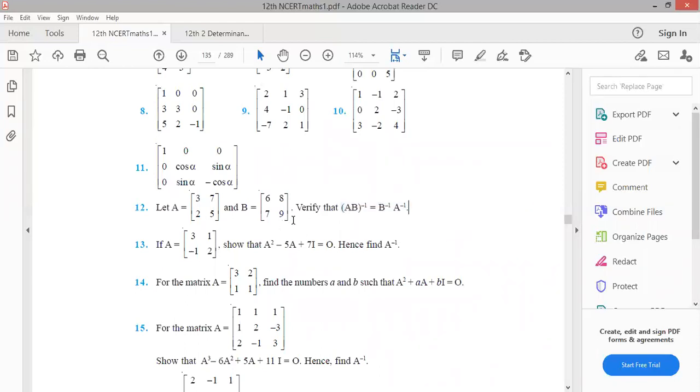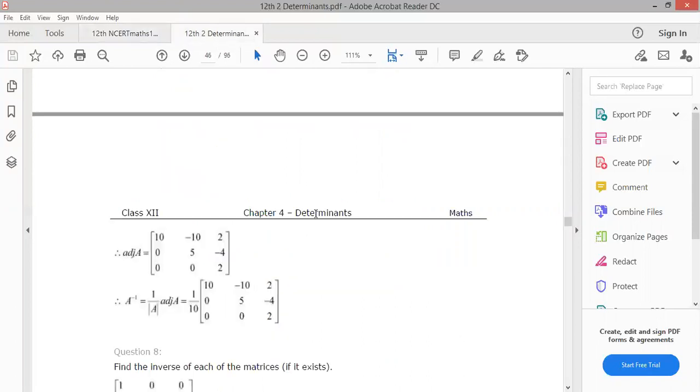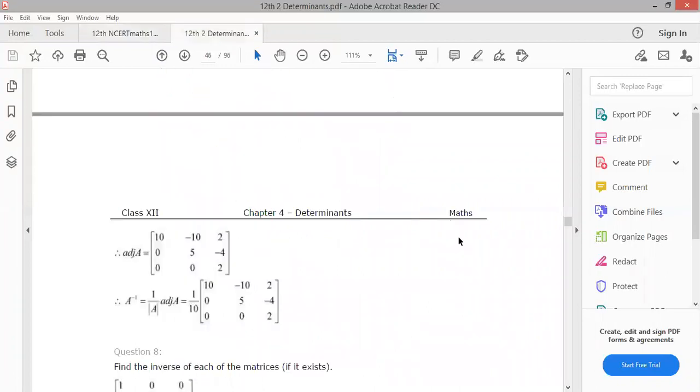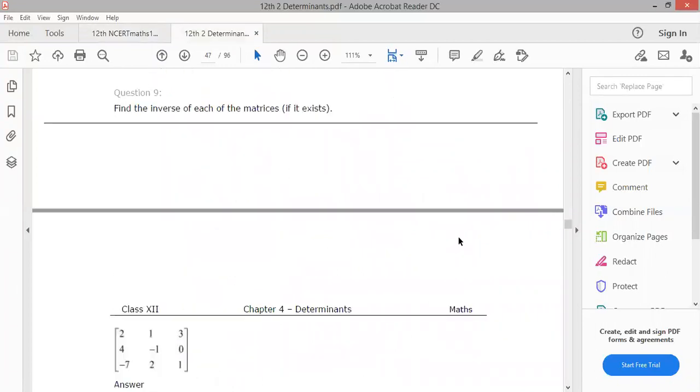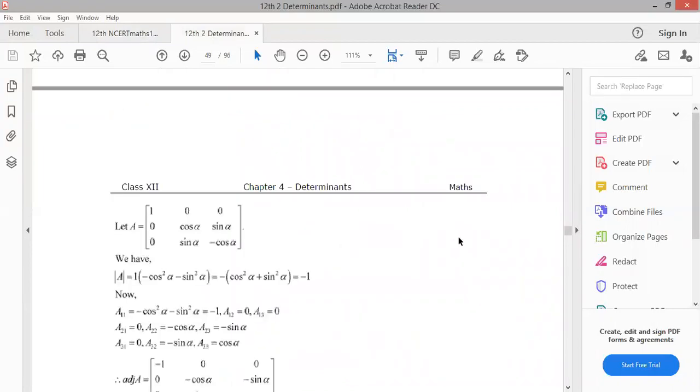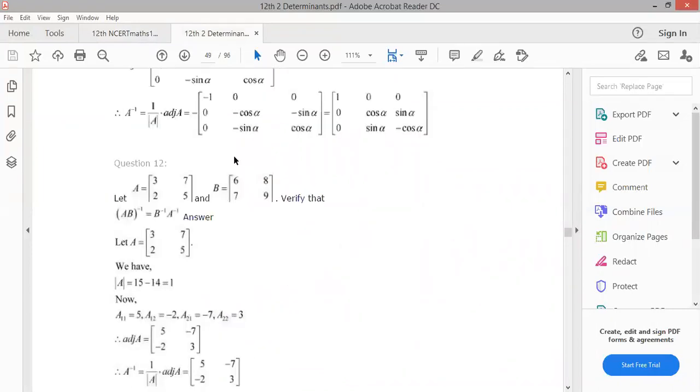So these are two matrices, and we are supposed to verify whether the left hand side and right hand side are equal. This is called the reversal law of inverse of matrices. So how can we do this? This is very simple. What we have to do is find the inverse of the matrices. You see, in our question, we are given A is equal to this and B is equal to this.